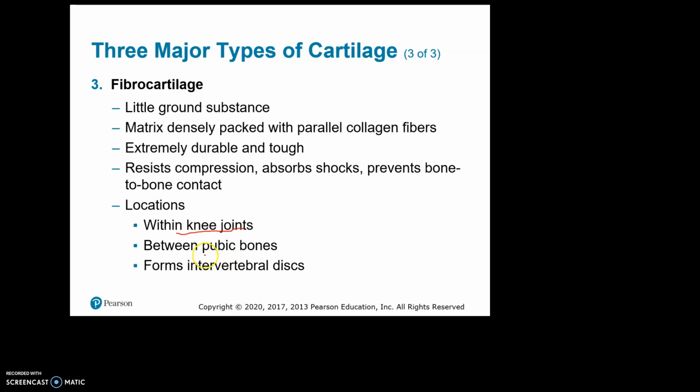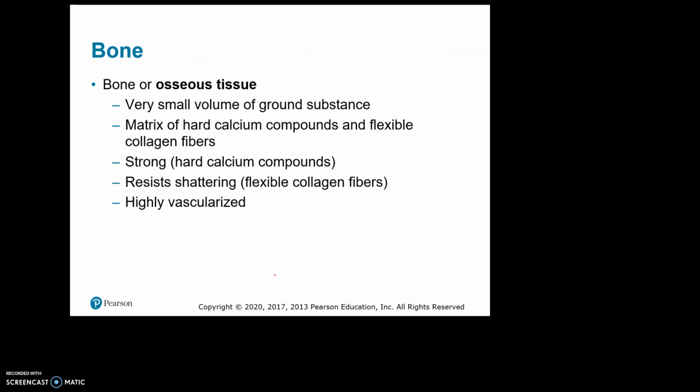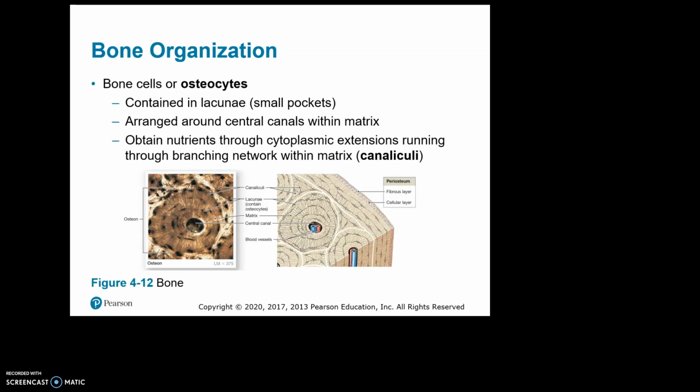There's the pubic symphysis that's found between the pubic bones. And then there's the intervertebral disc. So the fibrocartilage is the toughest type of cartilage. Then we have bone or osseous tissue, which is highly vascularized. The cells of bone tissue are called osteocytes. Osteo for bone and cyte for cell. They're located just like the chondrocytes, within lacunae.